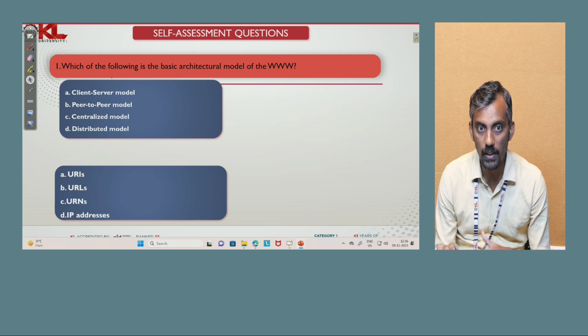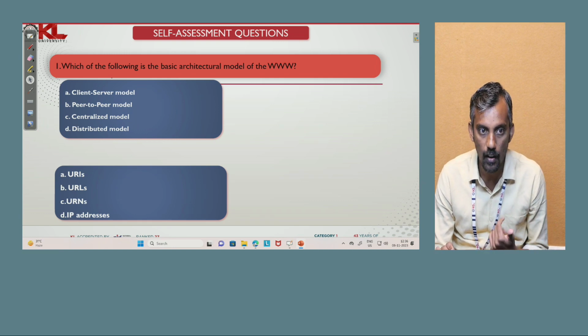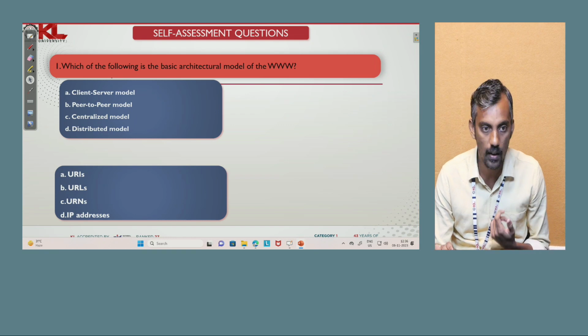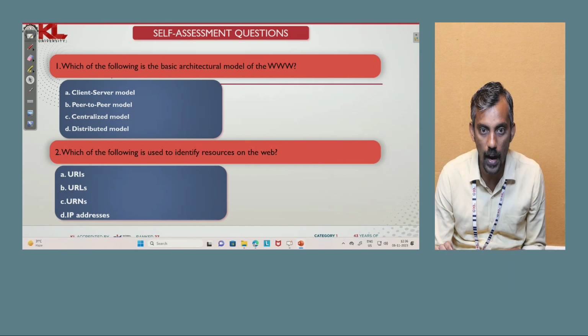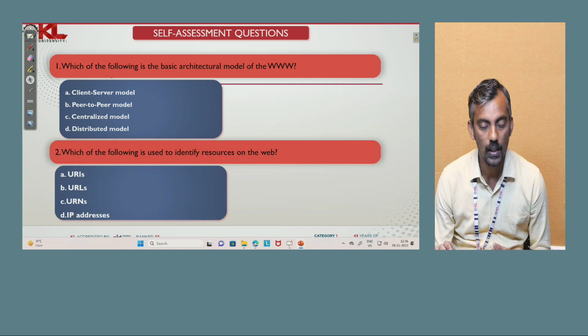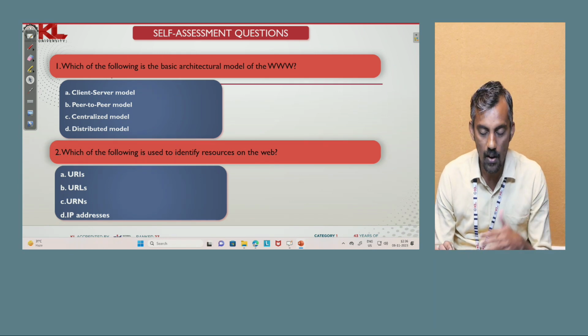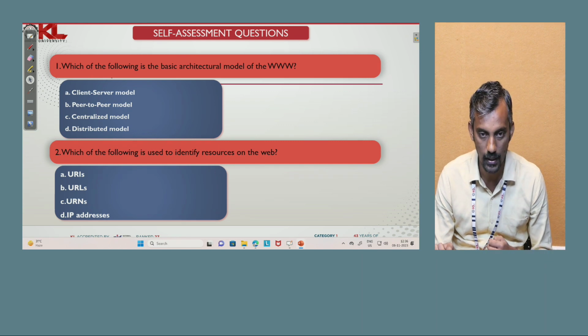Which of the following is the basic architecture model of the WWW: client-server, peer-to-peer, centralized or distributed? Next question: which of the following is used to identify resources on the web: URLs, URN, IP address or URIs? You have to check these answers and we will discuss them in the next class.